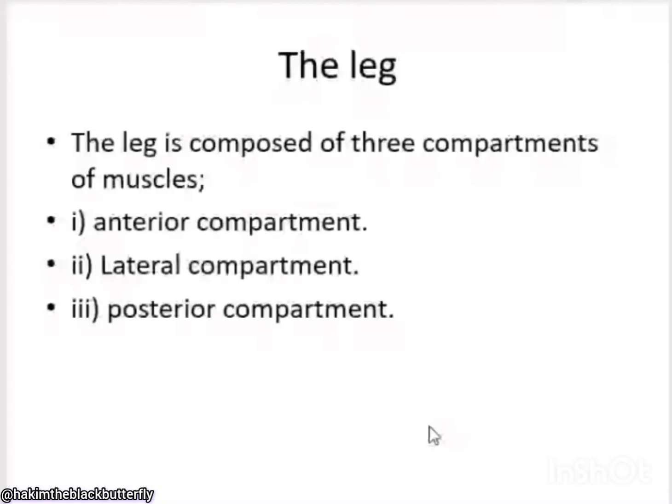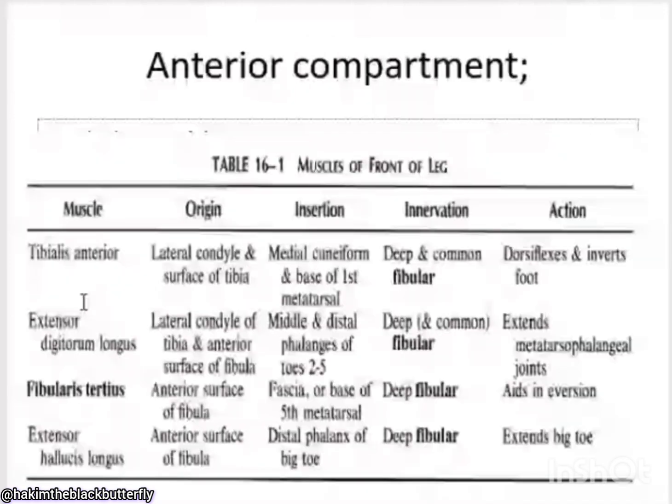The leg has three compartments of muscles: the anterior compartment, the lateral compartment, and the posterior compartment. These are the three compartments of muscles in the leg. So it is always very good for us to represent these muscles in tables because they are easy to understand.